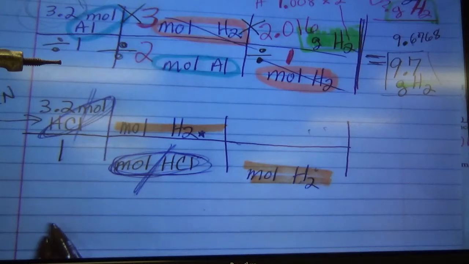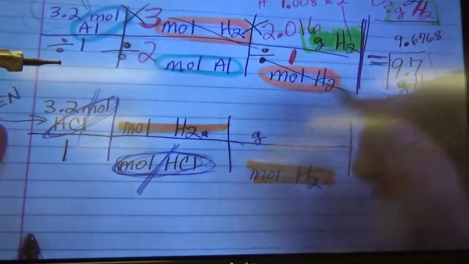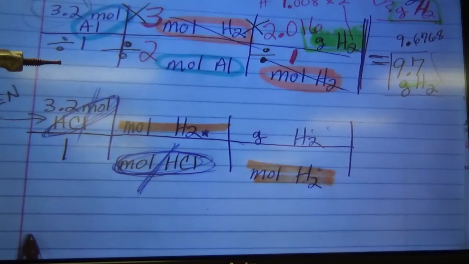What goes on top, please? Grams of hydrogen. Okay, you said, tell me again. Grams of hydrogen, yes. We're putting grams of hydrogen on top. Oh, we did that before, didn't we? We had grams of hydrogen on top before. You see what I mean by it being similar?